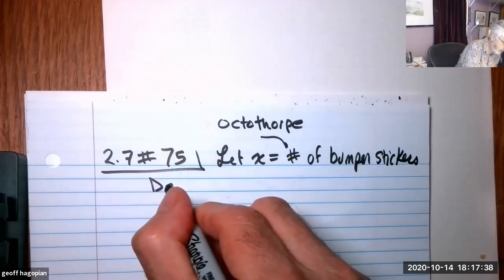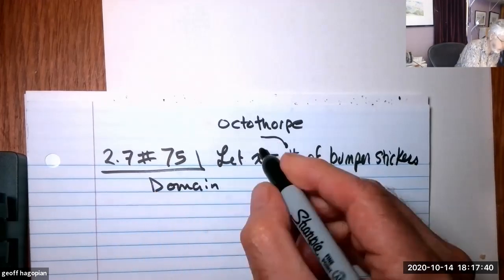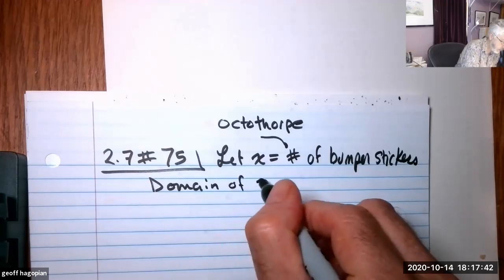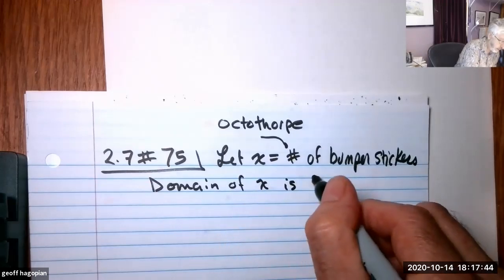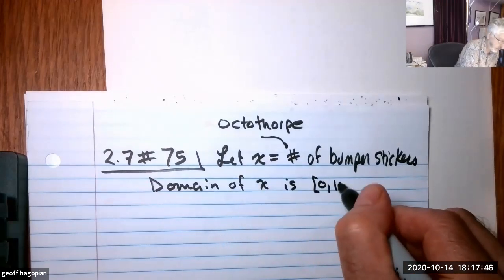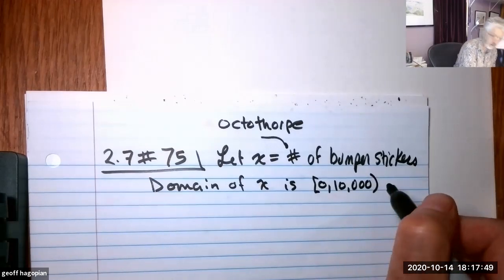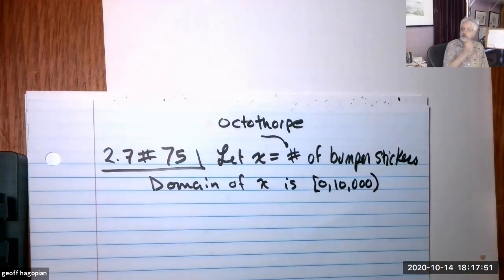Then they say, so the domain of X is, well, you could make 0, right? But you can't make 10,000 or more, right? So we're going to say that X is some number between 0 and 10,000, not including the number 10,000. That's what they say in the problem.